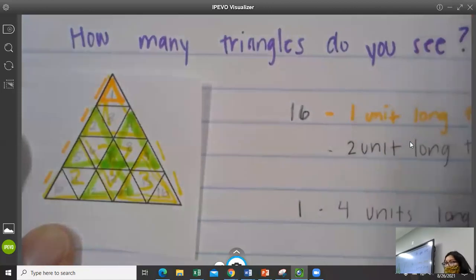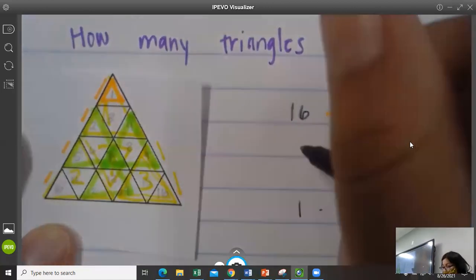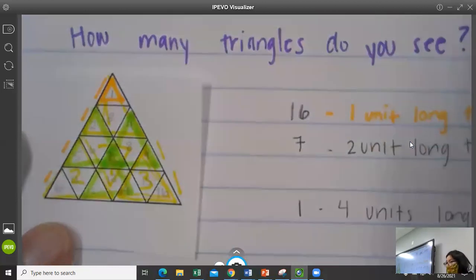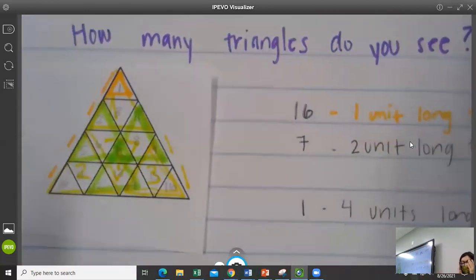Okay, going once, going twice. Okay, sold to 7. Okay, so we see 7 of that kind.